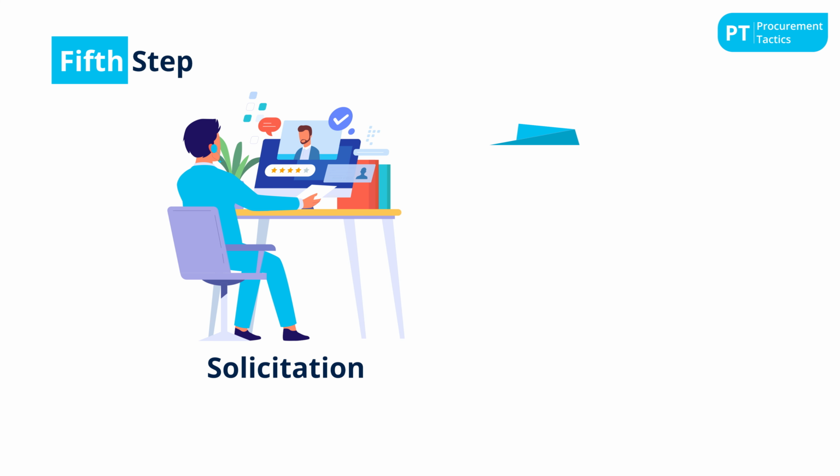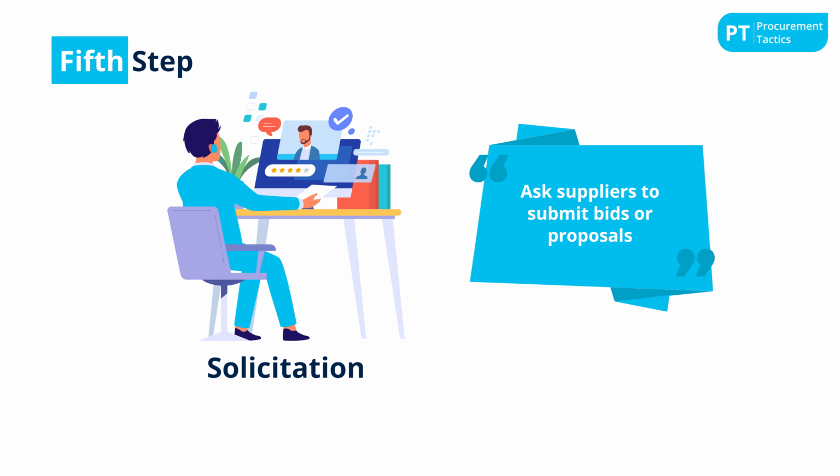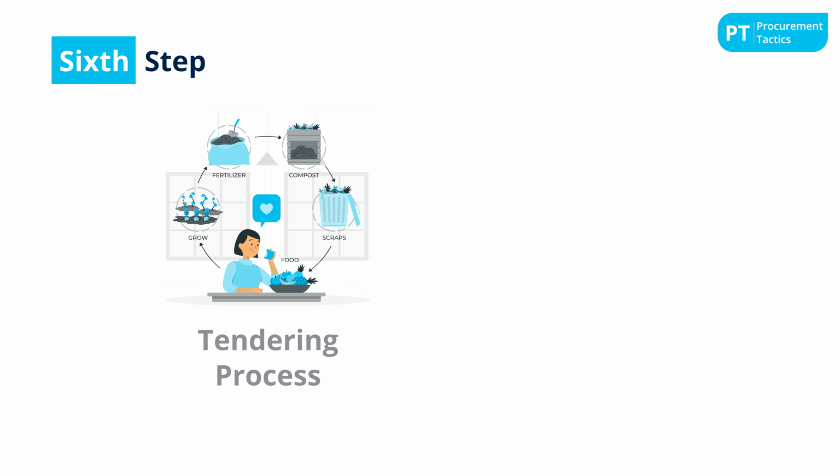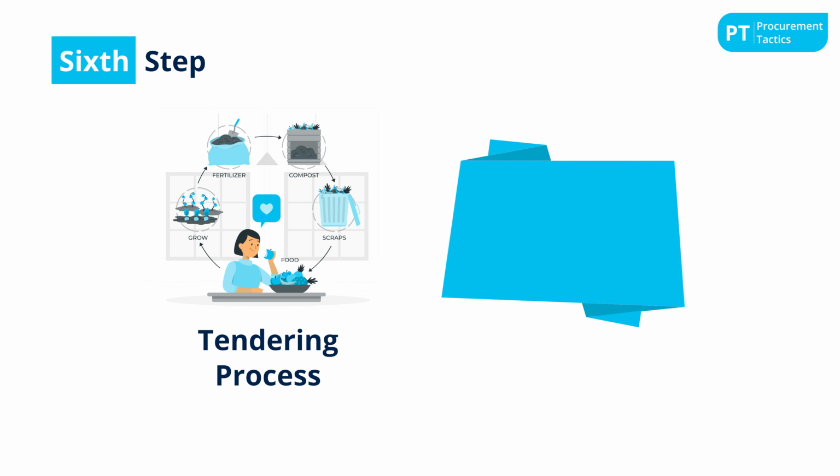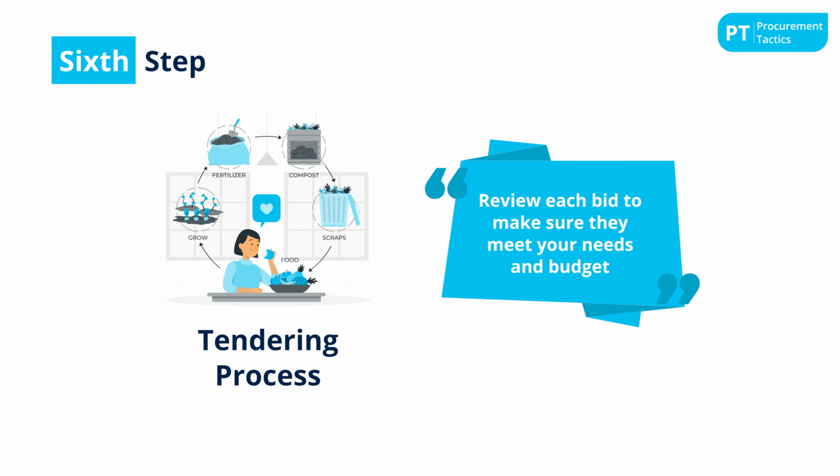Solicitation. In this step, you ask suppliers to submit bids or proposals. You prepare documents like the RFP or request for quotation as discussed earlier that explain what you need. Tendering process. The final step in the pre-award phase is the tendering process. This is where you invite suppliers to submit their offers. You'll then review each bid to make sure they meet your needs and are within your budget.